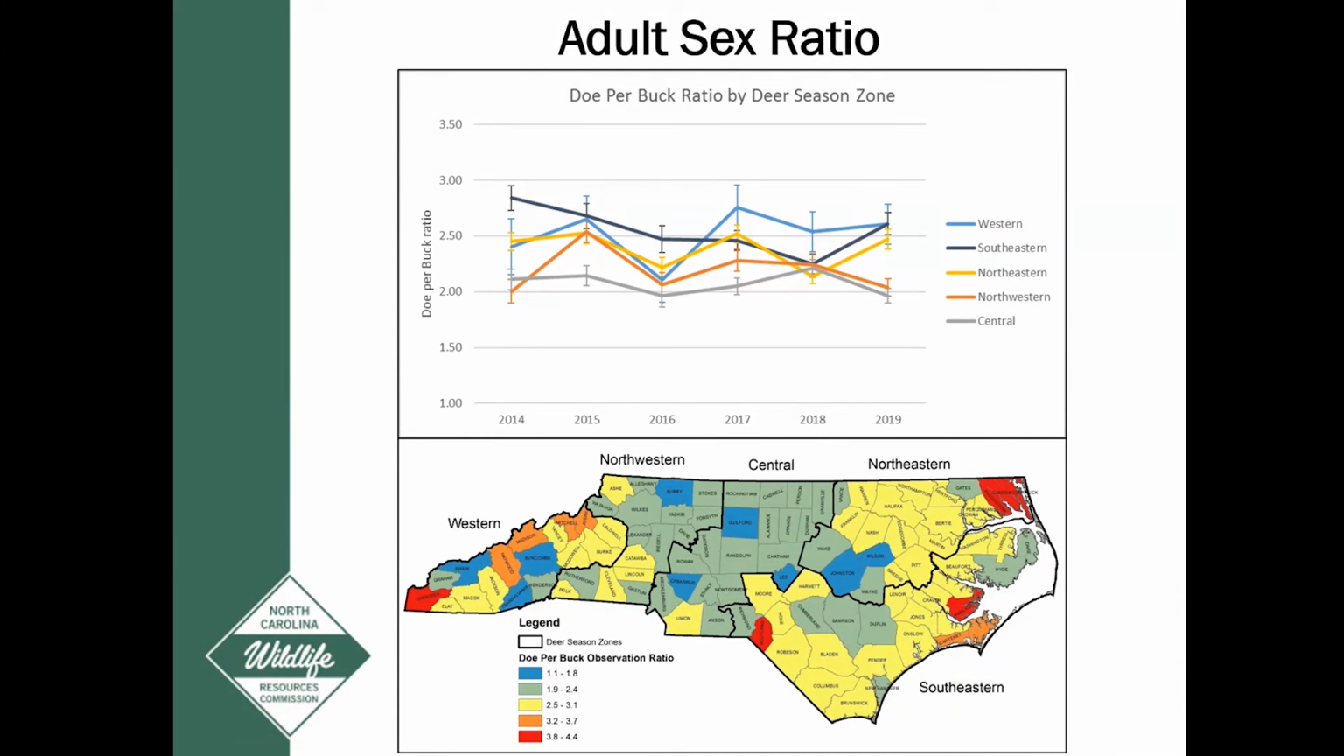So we now have a 2-buck limit, which should help things in the eastern part of the state. And then as deer numbers increase in the western zone, we will look for opportunity to harvest does, which should help with that ratio also.